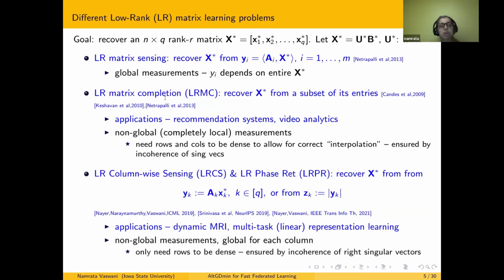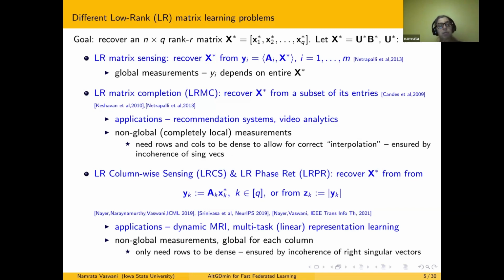There is the matrix completion problem, which has a lot of real life applications, where you want to recover X star from a subset of its entries. Of course, you need more assumptions, which we'll come to. This has key applications in recommender systems, the Netflix problem, for example, and a lot of video analysis. Here you need an assumption because you have completely local measurements. You need rows and columns of X star to be dense in a certain sense, and this is ensured by the now well-known incoherence assumptions on the singular vectors.